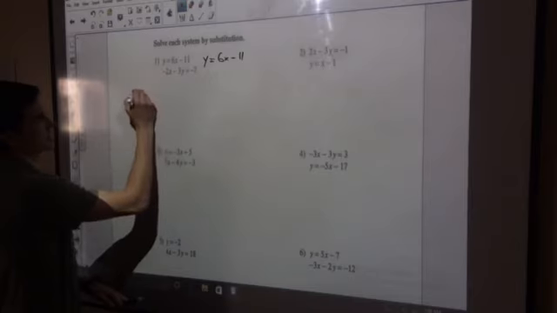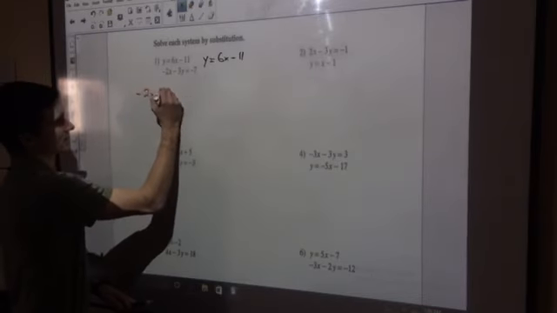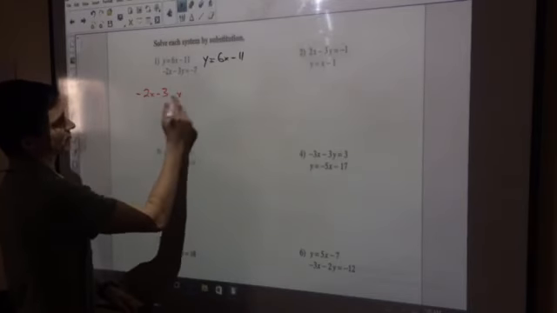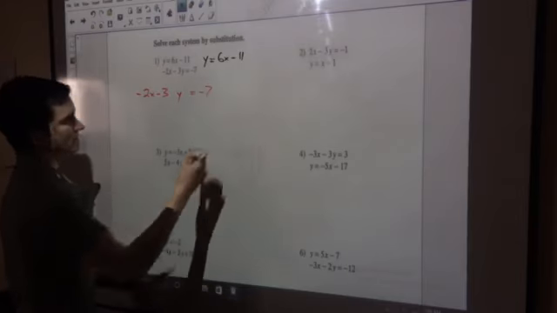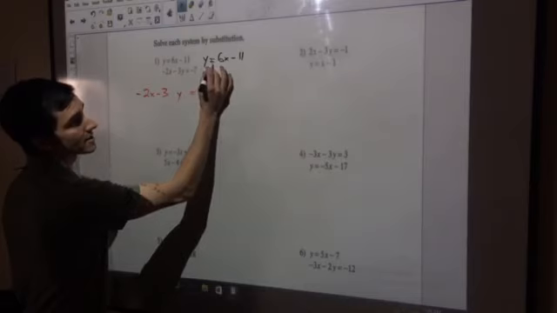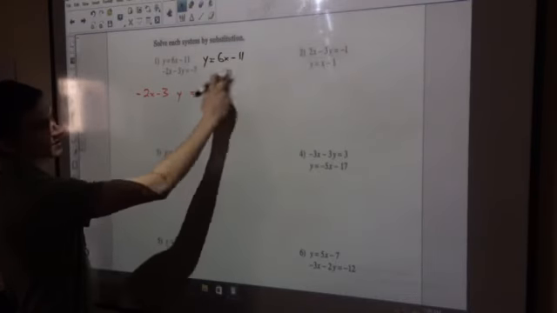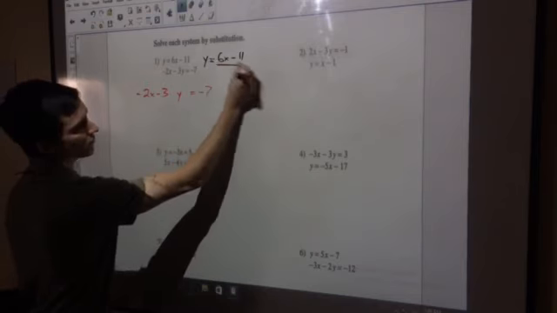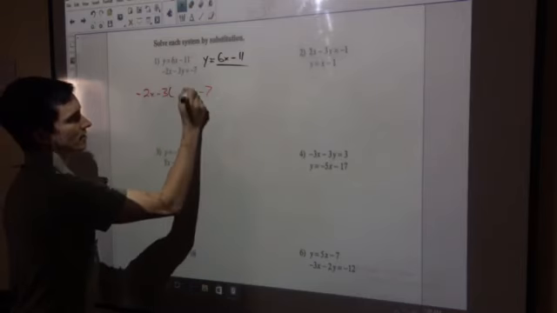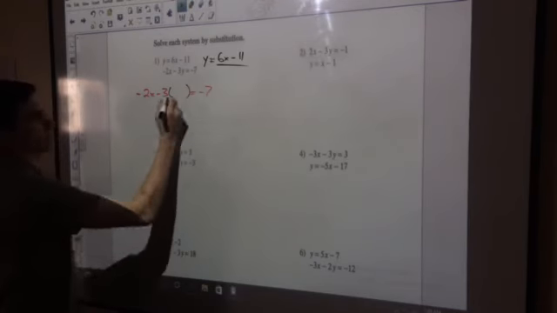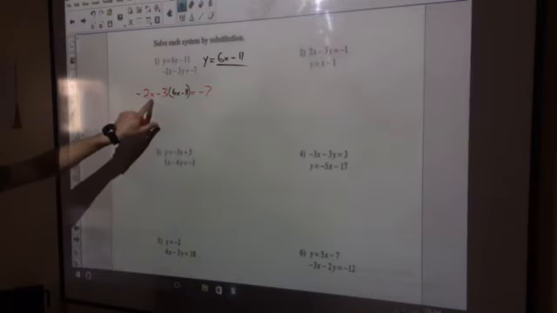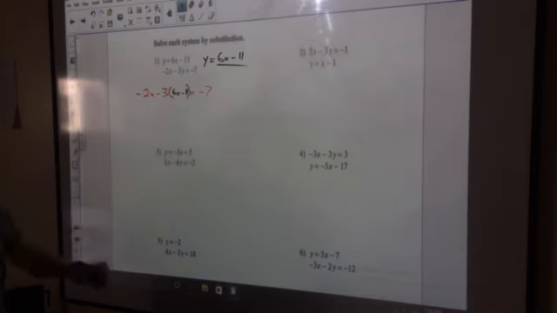So here's my other equation. It says negative 2x minus 3, I'm going to write y out here kind of by itself, minus 3y equals negative 7. Now the reason I wrote y out here by itself is because this says that y is 6x minus 11. That's the whole reason we solve for it. So now we have something that y is. Y is 6x minus 11. So instead of writing y here, I'm going to put another way of writing y, which is 6x minus 11. So now I have negative 2x minus 3 times (6x minus 11) equals negative 7.